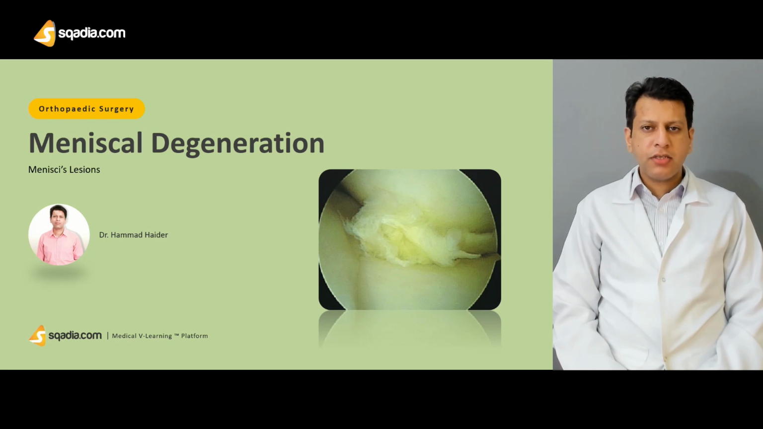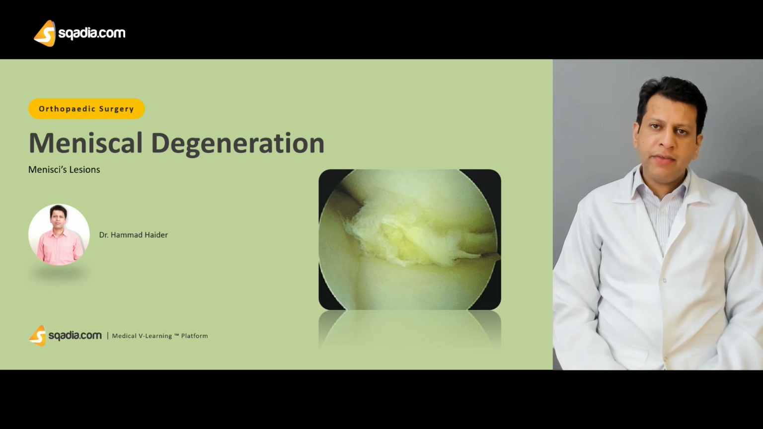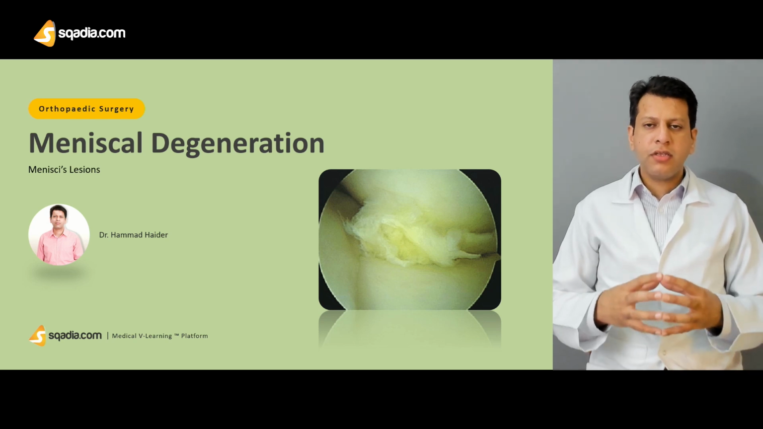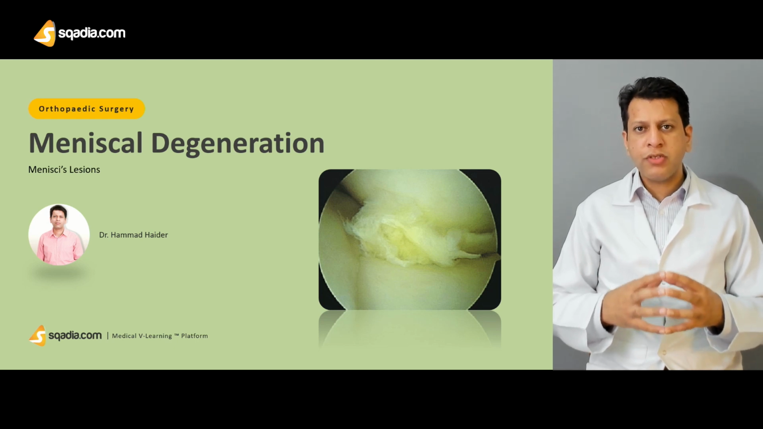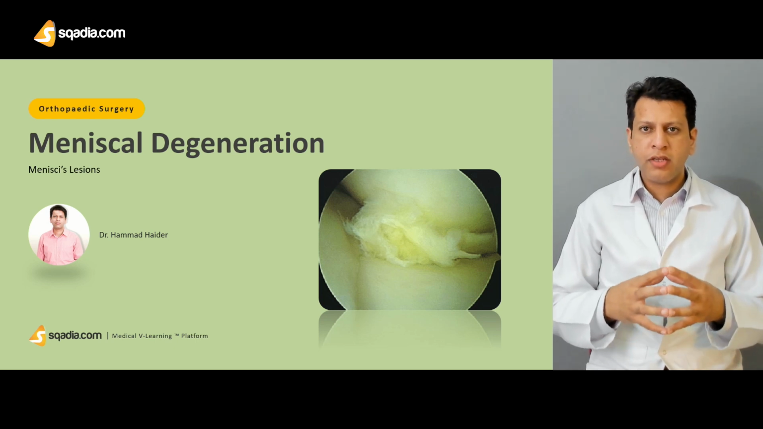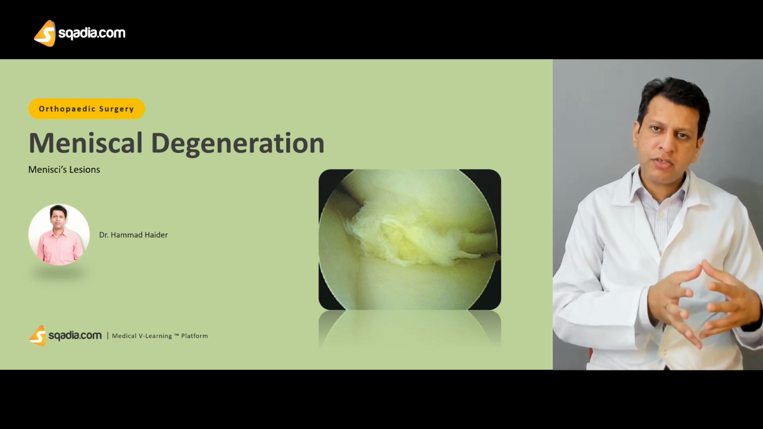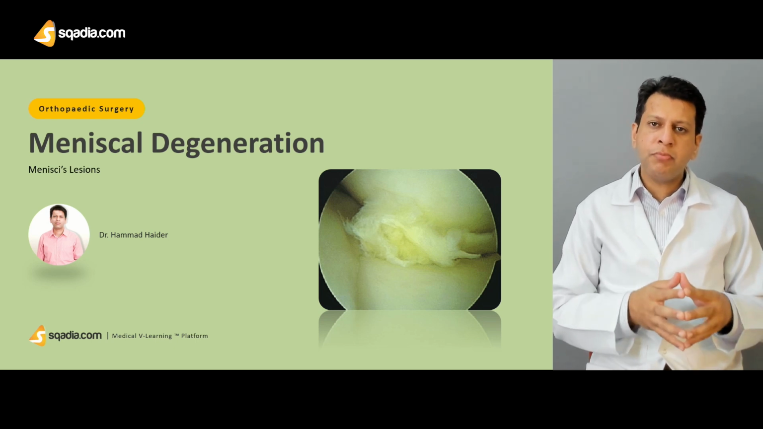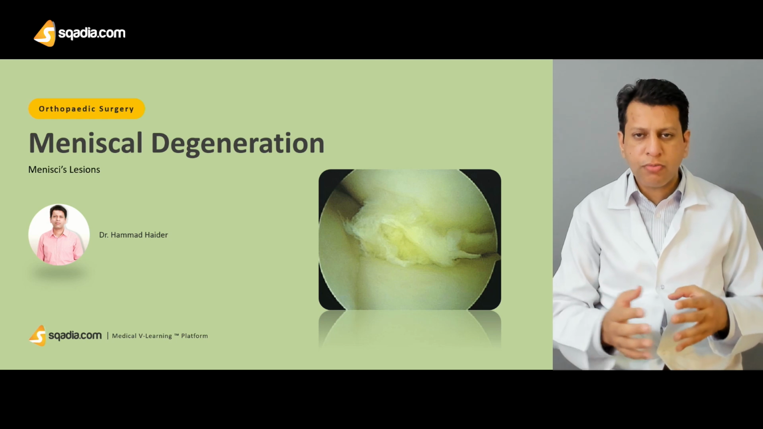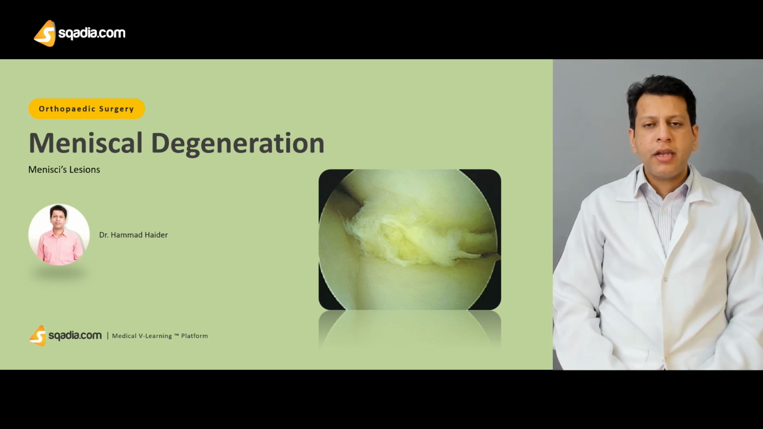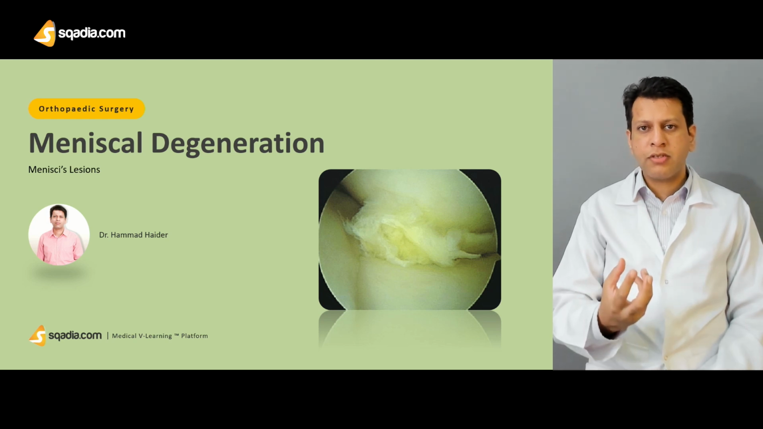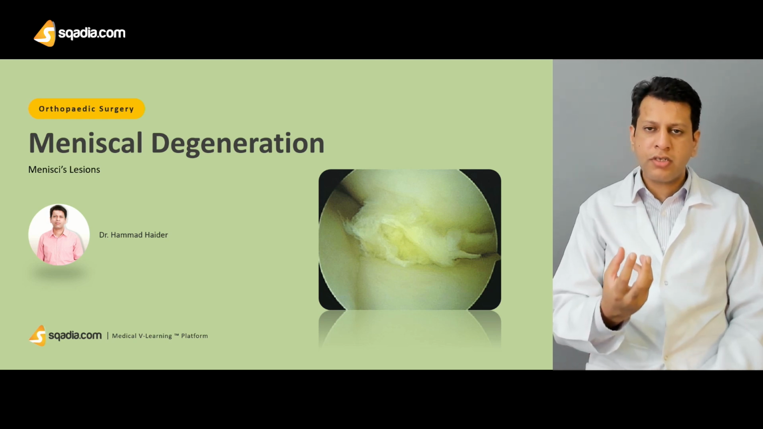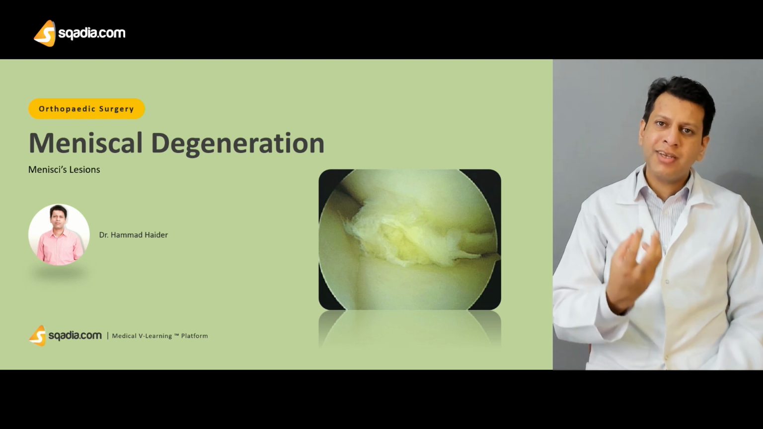Meniscal degeneration is actually more common towards old age. By definition, it occurs over a chronic period of time due to overuse injury or, especially in the case of ACL deficient knees, the medial meniscus usually degenerates over time. The problem is that the structural integrity of the meniscus is lost.